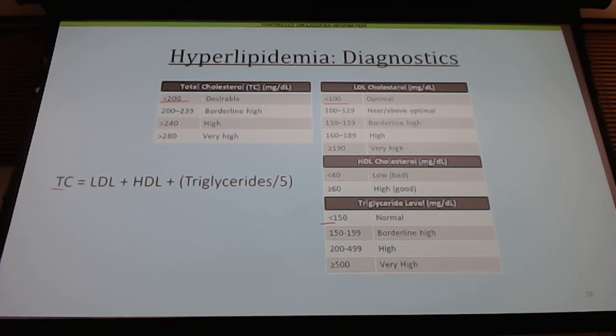Now, I'm not going to ask you how to calculate a total cholesterol, but if you are curious how the lab calculates this, your total cholesterol is your LDL levels plus your HDL levels plus the triglycerides divided by 5. So take triglycerides, 150 divided by 5. That's 30. Add that to your HDL, add that to your LDL, and that's your total cholesterol. So that's how you get that value.